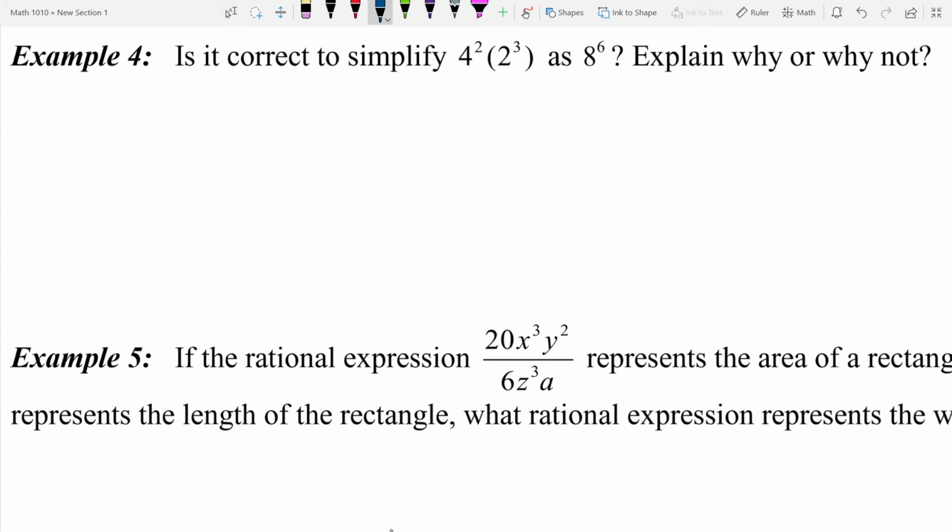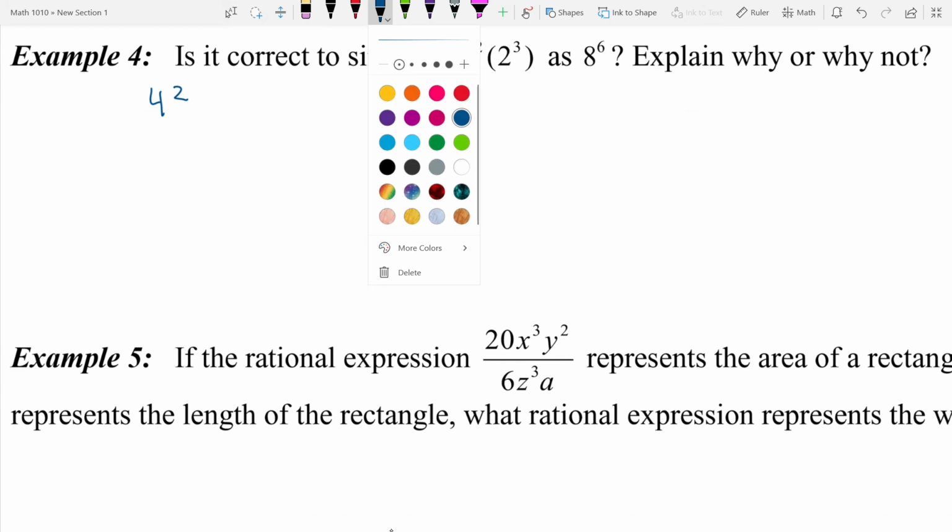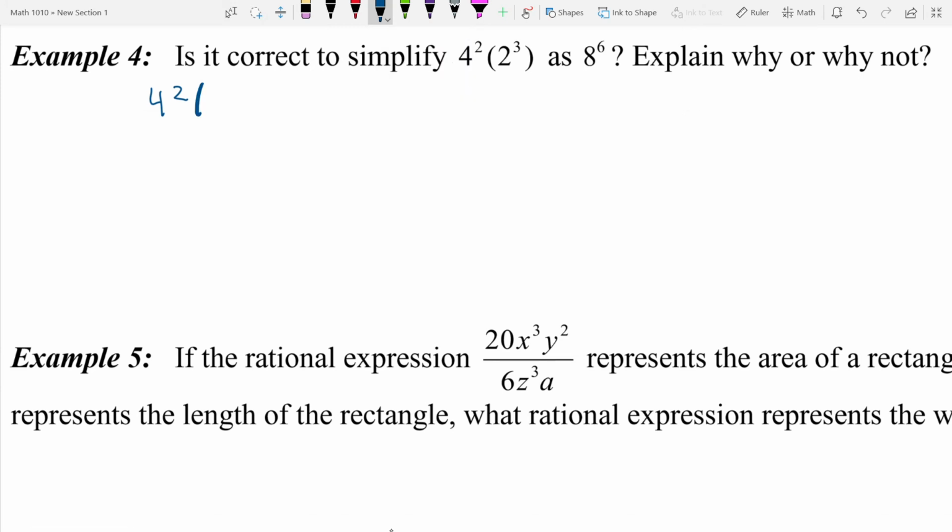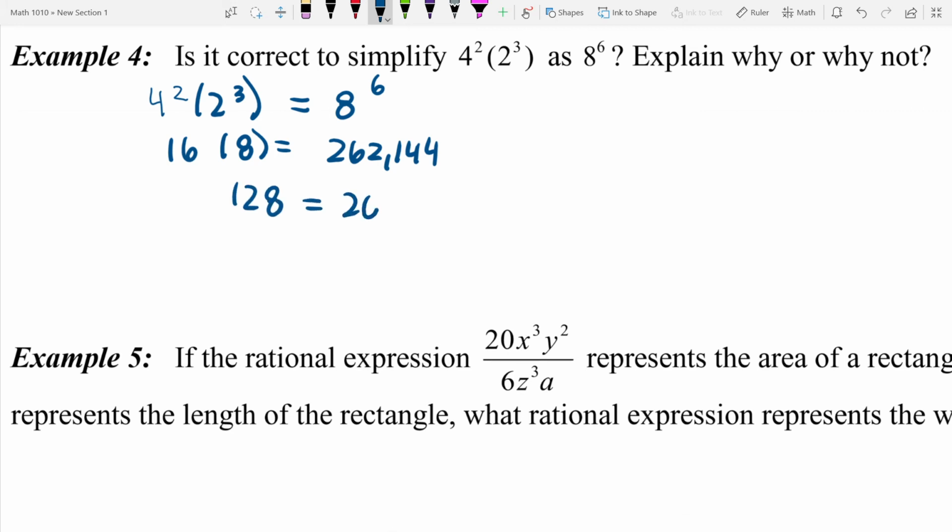Okay, well, let's see. Everybody go 4 to the 2nd. And then go 2 to the 3rd. And see if that's equal to 8 to the 6th. So 4 to the 2nd is 16. 2 to the 3rd is an 8. And then 8 to the 6th power is 262,144. So I'm going 16 times 8, 128. So is 128 equal to 262,144? No. So I'm going to go back up and make that a not equal to.